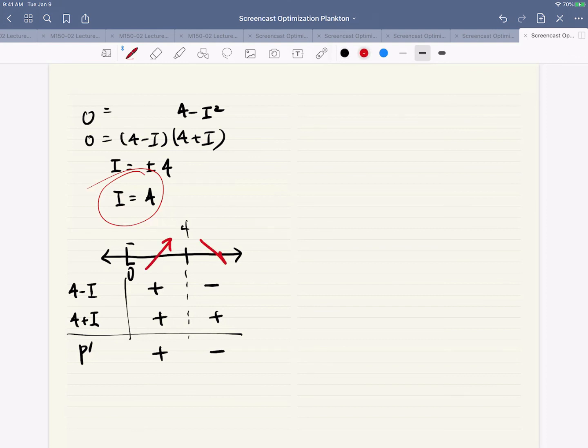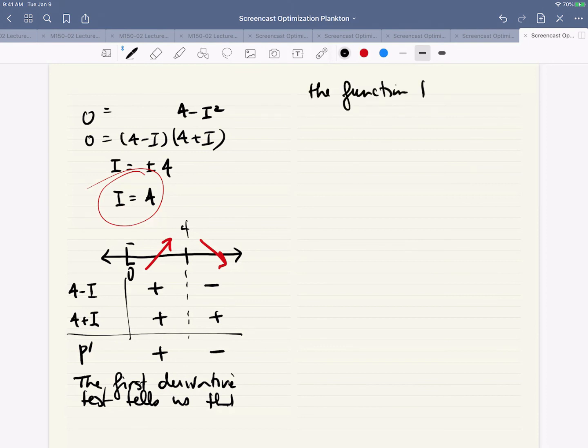So the first derivative test tells us that the function P has a maximum at intensity 4. There you go. That's the answer.